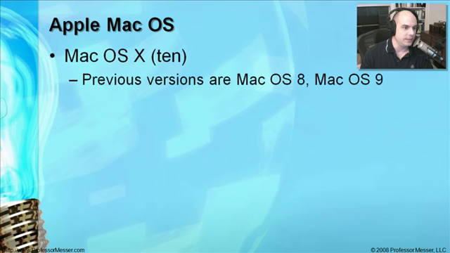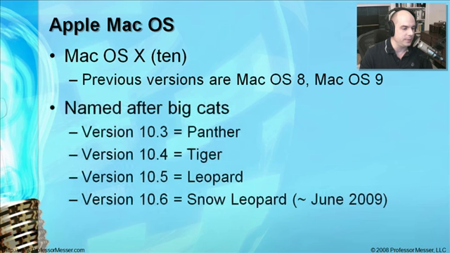This is an operating system that was created by Apple for its Macintosh line of computers. It's now on version 10. You'll often hear this referred to as Mac OS X, the X being that Roman numeral for 10. The previous versions, obviously, Mac OS 8, Mac OS 9. And if you look at the version numbers on the Macintosh itself, it does refer to the version as a decimal 10 in the operating system itself.